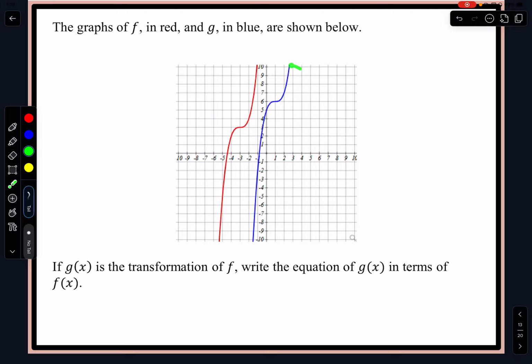We're given a picture similar to this one, where the graph in red is f and the graph in blue is the function g, and g is a transformation of f. So we're taking this red graph and creating the blue one by moving it to that position. We want to write the equation of g in terms of f.